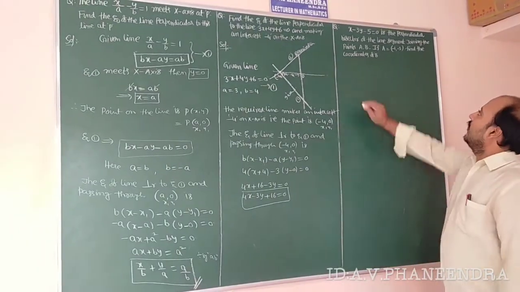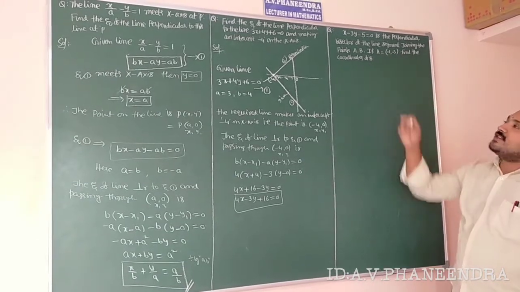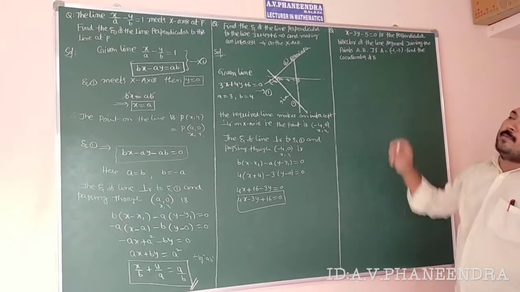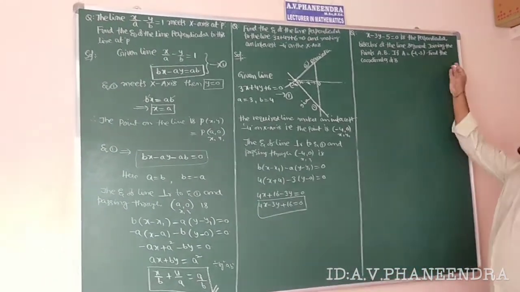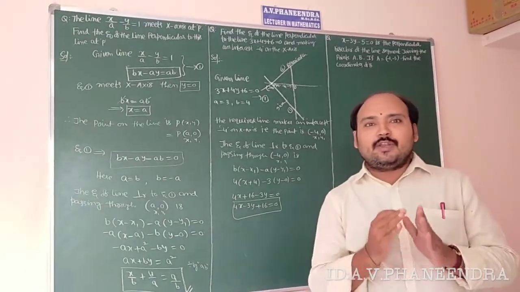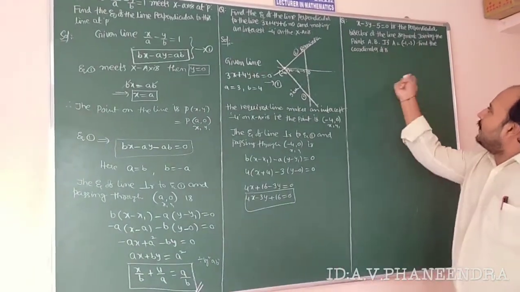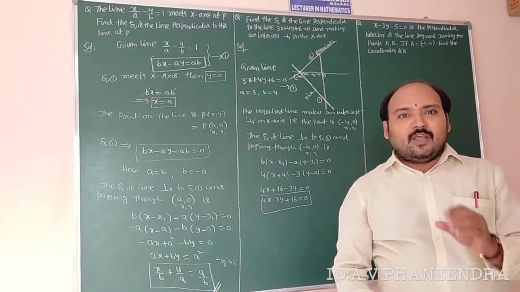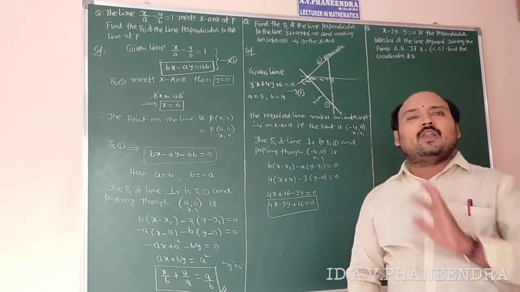Next question. x - 3y - 5 = 0 is the perpendicular bisector of the line segment joining the points A, B. If A = (-1, -3), find the coordinates of B. First you have to understand which concept the question is related to. Whenever a question mentions the perpendicular bisector of a line segment and one point is given, indirectly they are asking to calculate the image of the point with respect to the perpendicular bisector.